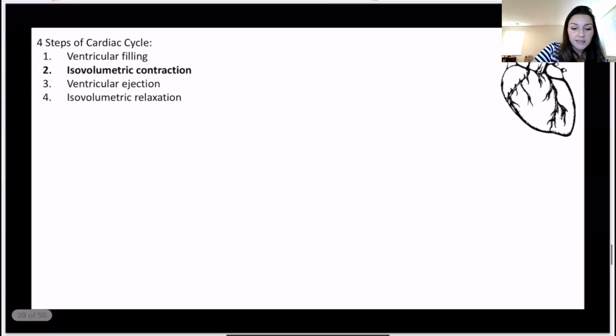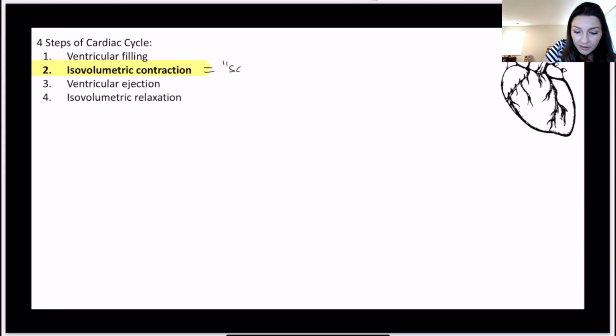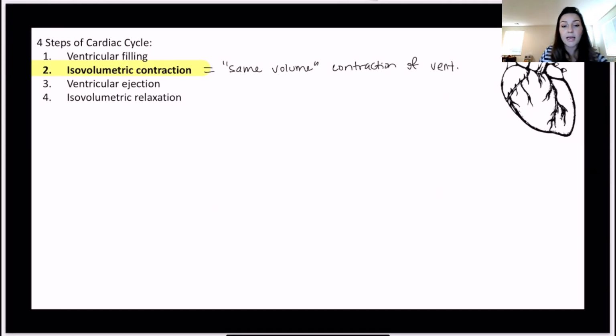And now our next step is called isovolumetric contraction. The word part iso means same, and volumetric means volume, so same volume contraction of the ventricle. And most of this is with respect to the ventricles, because the ventricles are what send blood to the rest of the body.